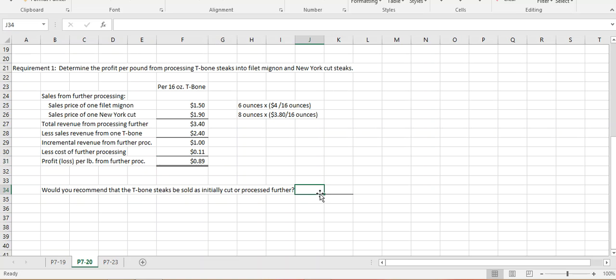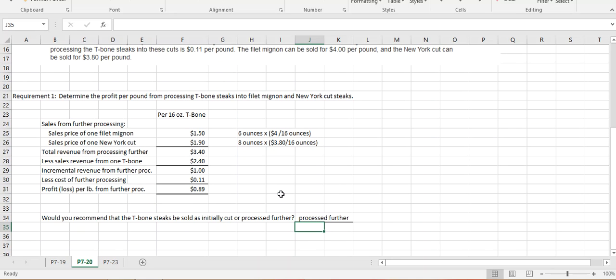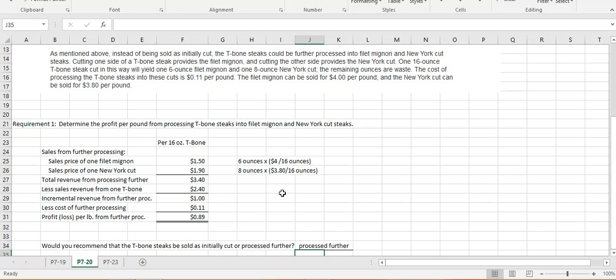And so would we recommend that the T-bone steaks be sold initially or processed further? I'm going to put that I think they should be processed further, because we're 89 cents a pound better off if we do that. So that one is fairly easy. The trick with this one is to remember to convert these amounts, because you're not dealing with pounds. You have to convert to a per ounce cost. So hopefully this helped, and you'll be able to walk through and work on P7-20 without any problems.